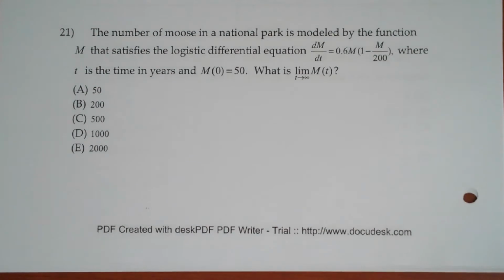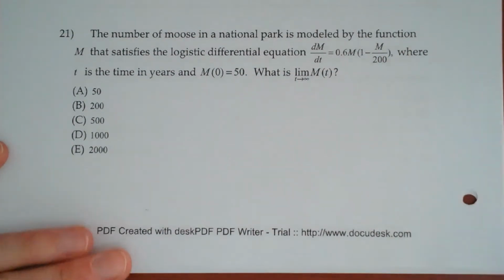Problem 21 says the number of moose in a national park is modeled by the function m that satisfies the logistic differential equation dm/dt equals 0.6m multiplied by the quantity 1 minus m over 200, where t is the time in years and m of 0 is 50. What is the limit as t approaches infinity of m of t?